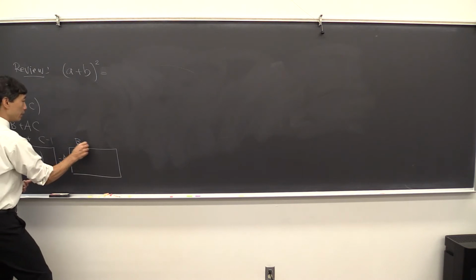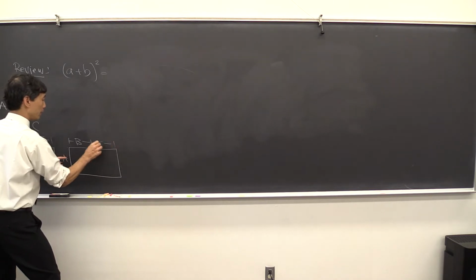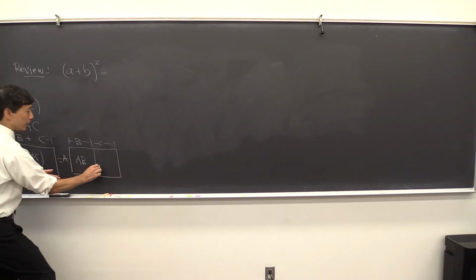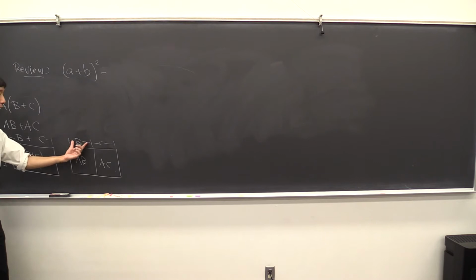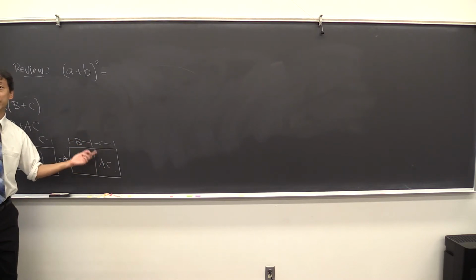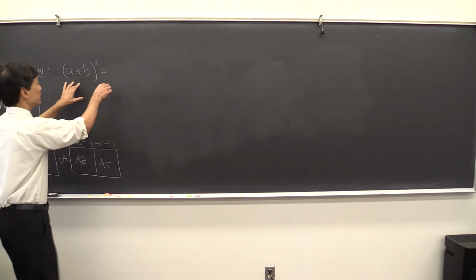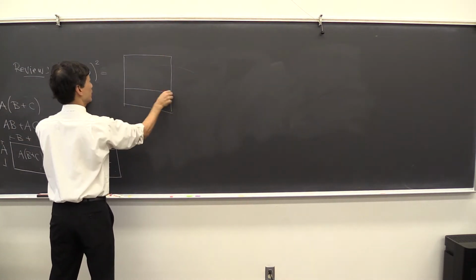But you can also think of it as: let's say B is this length, and C is this length. You see that this area is AB, and this area is AC. So the distributive property is just a statement about area: A times the quantity B plus C is the same area that you get when you take A times B and add it on to A times C. So similarly, you could write this thing as some sort of rectangle.